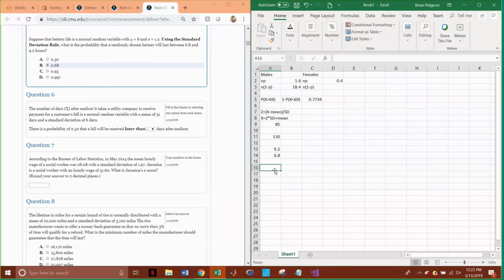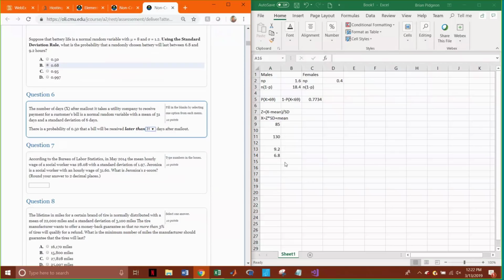The number of days after mail out it takes a utility company to receive payment for a customer's bill is a normal random variable with a mean of 31 and a standard deviation of 6. There is a probability of 0.50 that a bill will be received later than how many days? Well, there's a really easy way of doing this, but I think 50 is just a random value in this particular question. So I'll show you how to do it with any type of probability, but in this case, it's going to be 31. Because it's the mean of the distribution, so 50% of the data is above it.